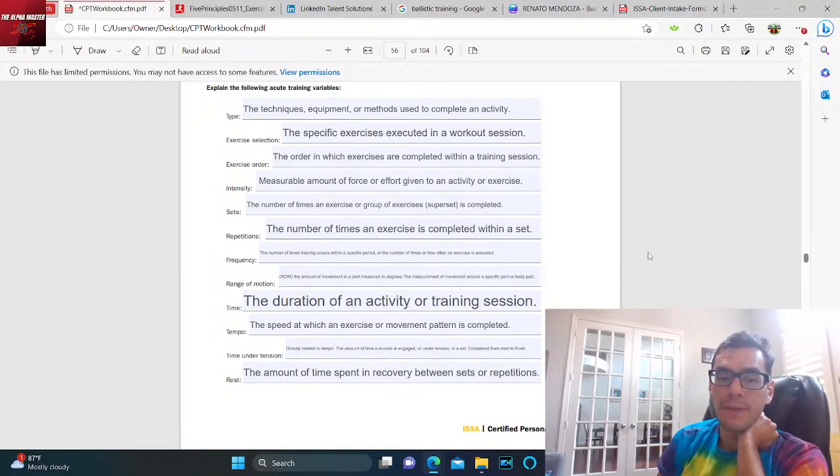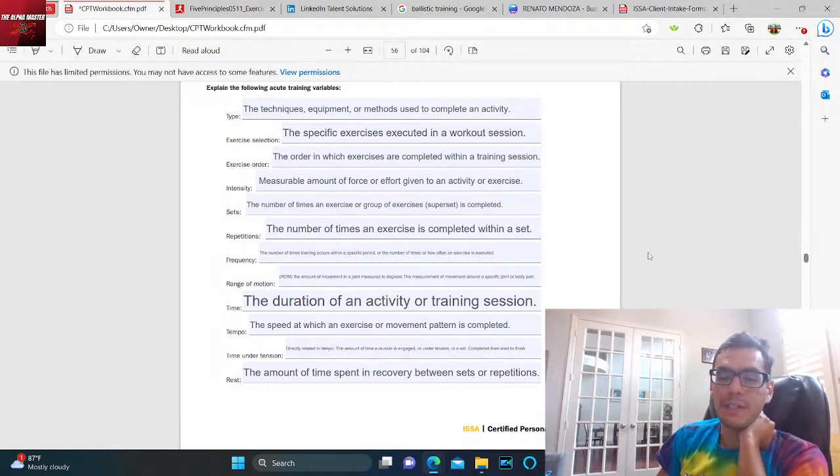The range of motion, the amount of movement in a joint measured in degrees, the measurement of movement around a specific joint or body part. It's going to be the range of motion.